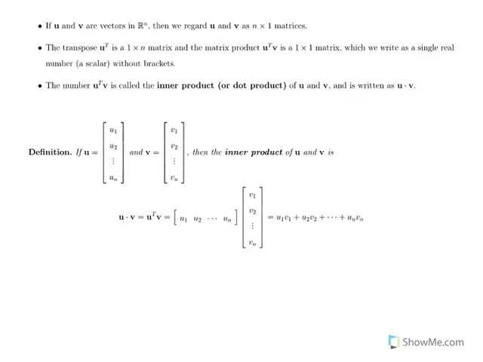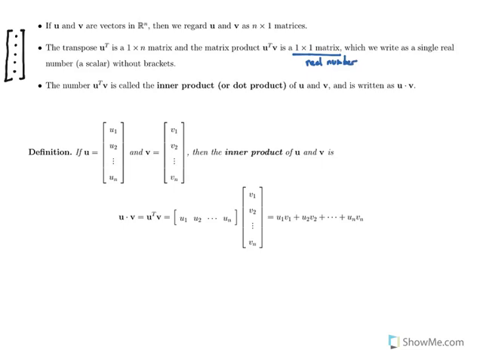So we have two vectors, u and v, in Rn. We regard these sometimes as n by 1 matrices. We often think about a vector as a matrix with n rows and 1 column. We learned what the transpose was in the last section, so the transpose u^T is a 1 by n matrix, and then the matrix product u^T v would be a 1 by 1 matrix. And we're going to think about a 1 by 1 matrix as just a real number, a scalar.